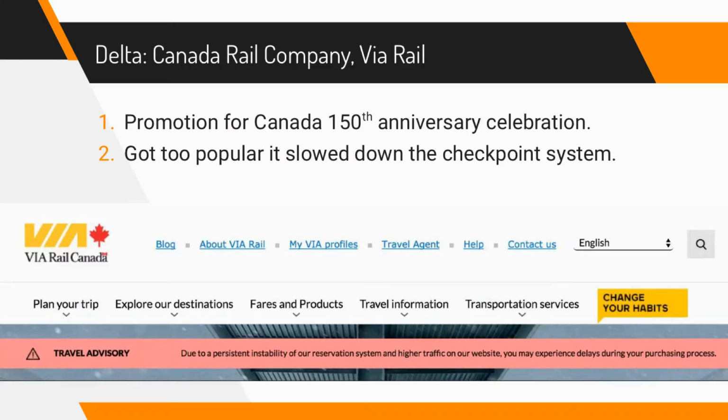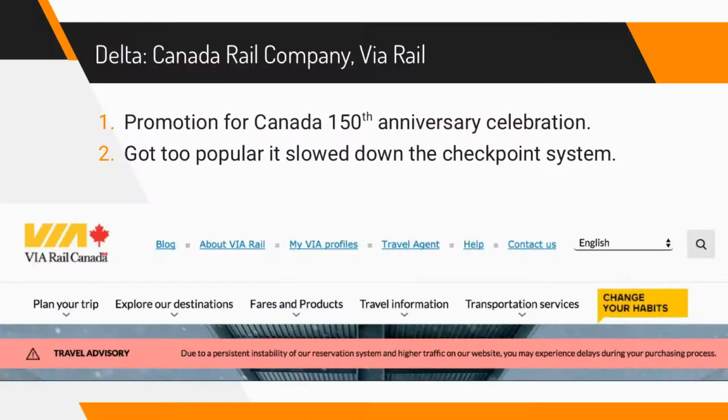This case is a Canadian rail company called Via Rail. They actually did a promotion for Canada's 150th anniversary celebration, where they were giving promotions to everyone to use a rail service. And basically, so many users used the checkout system that it impacted the performance of their system.